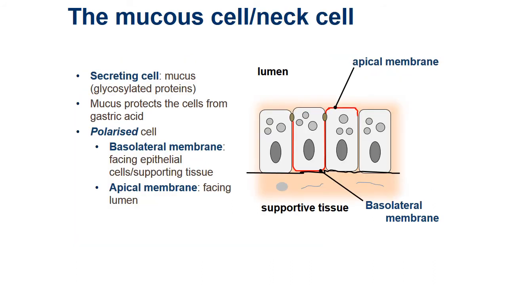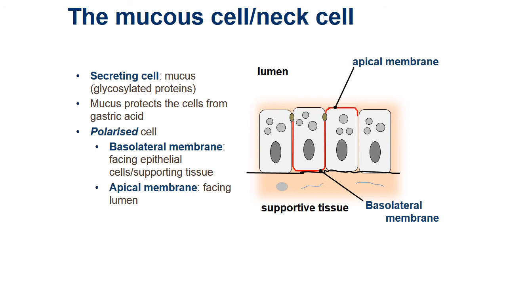So if we look more closely at the mucus cell, or the neck cell, we can see that there is asymmetry. We call the mucus cell therefore a polarized cell.